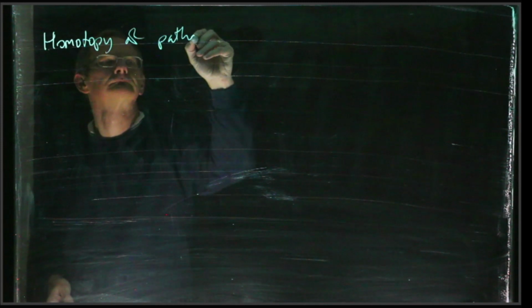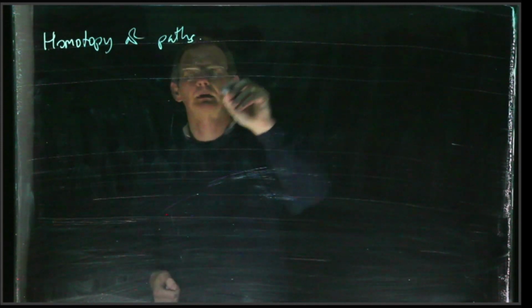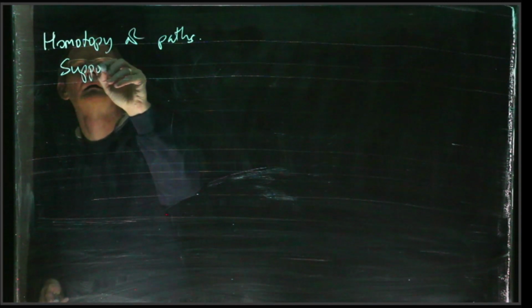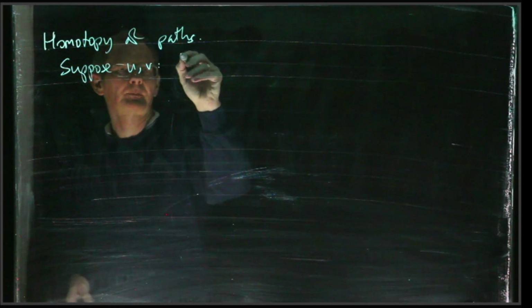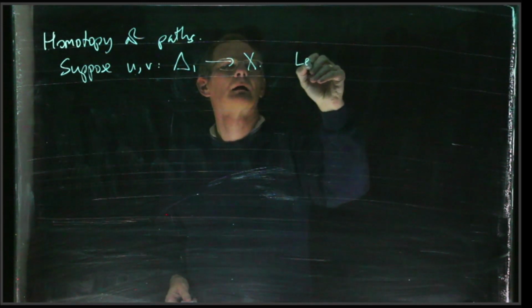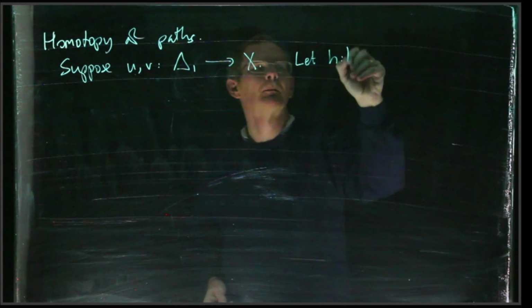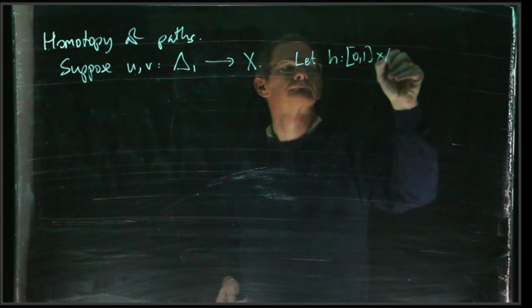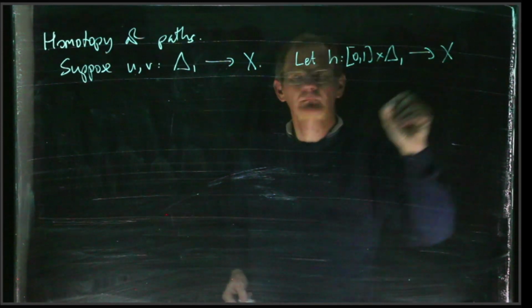So in the last video we discussed how the operations of joining paths and reversing paths interact with homology. Now I want to discuss another kind of thing, which is about how homotopy of paths interacts with homology. Okay, so suppose we've got two paths, and let H be a homotopy between them.